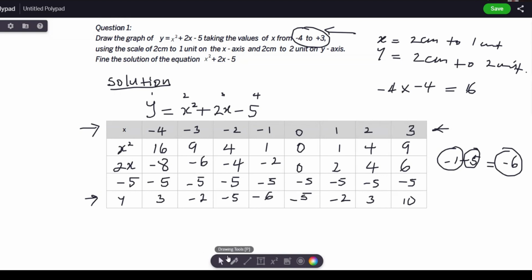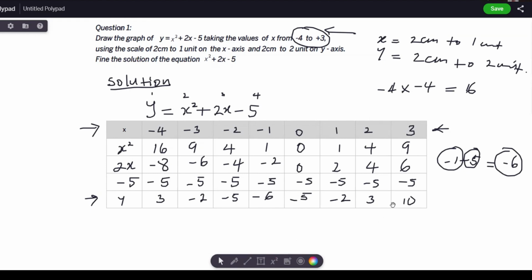To avoid wasting time, let's just get straight to the graph. Now notice something about the scale here. On our x-axis, we're given 2 centimeters to represent 1 unit. On our y-axis, we're given 2 centimeters to represent 2 units. So what does it mean?